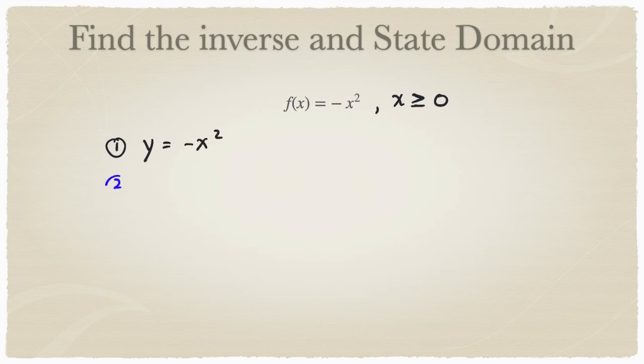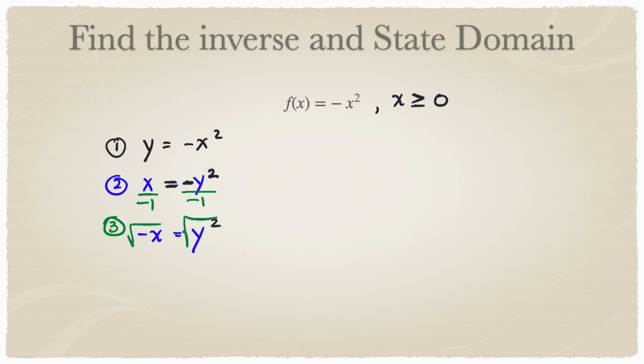Step 2, we exchange x and y. Notice I've kept the negative sign where it's at. I've kept the squared where it's at. I've just changed the x to a y. Step 3 now, I'm going to solve for y. So I'm going to divide away the negative 1 first, giving me negative x equals y squared. And then I'm going to square root both sides, and I'll get y equals plus or minus the square root of negative x.